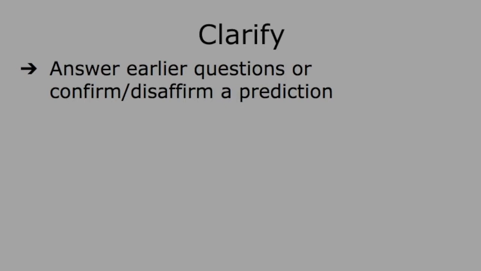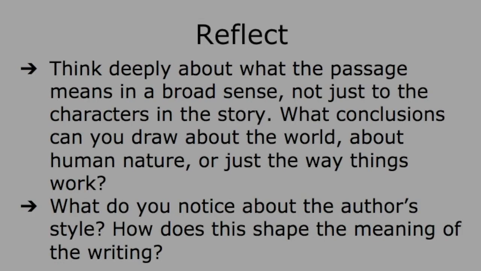Clarifying, this kind of happens later on. Maybe you asked a question earlier in your annotations, and you get to another point and they've sort of answered your question, or you have more information, and so you might make an annotation that sort of goes back to that. The next one is to kind of reflect, to think deeply about what the passage means, in a broad sense, not just to the characters in the story or the people in the text. So thinking bigger picture, what are some conclusions you can draw about the world, about human nature, just about the way things work? You can also think about the author's style, how that adds to the text, how that shapes the meaning of the writing.